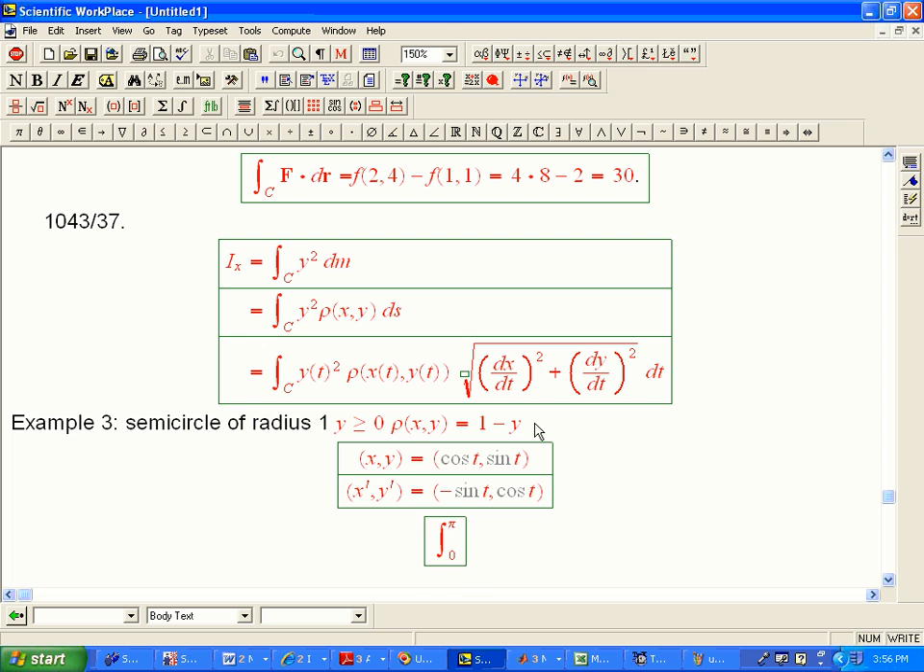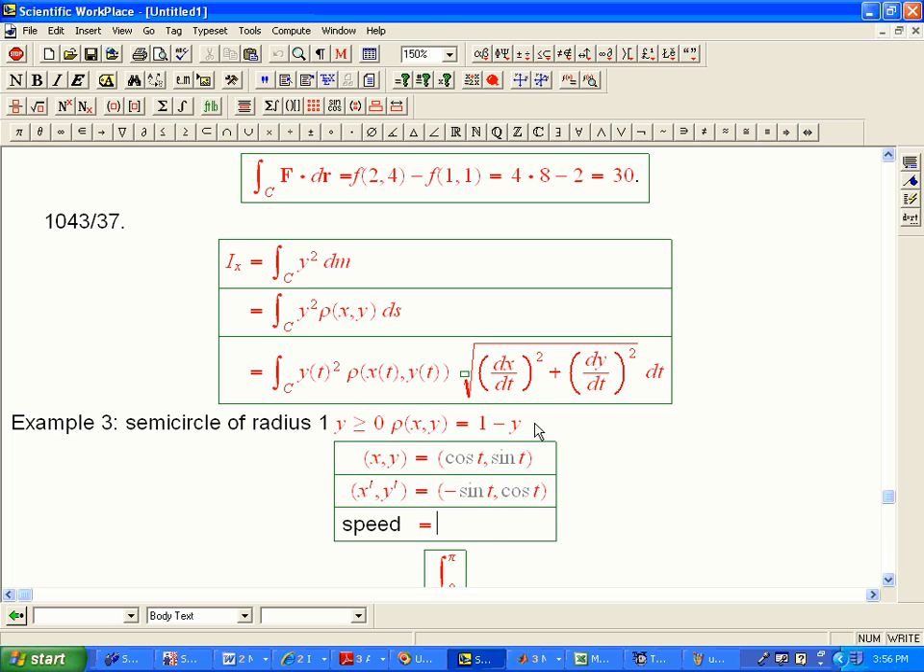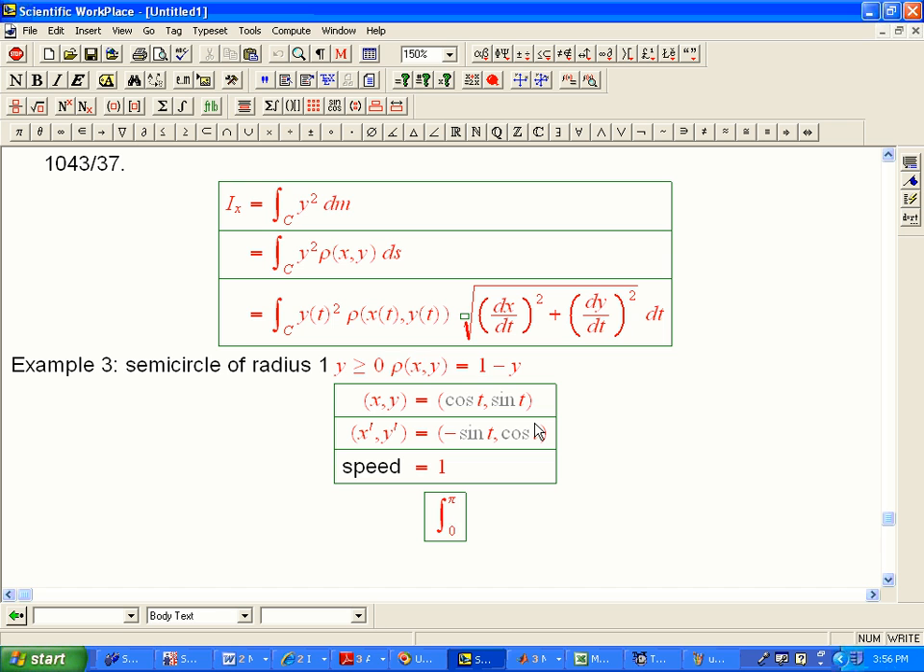And so the speed, thank goodness, that big square root is 1. That's the really nice thing about the circle. You can parameterize it easily with unit speed with known functions. And so here we're going to get y squared, which is sine squared t. That's this part. Times 1 minus y. That's this part, the density, times 1, I'll even put it in there, for the speed dt.